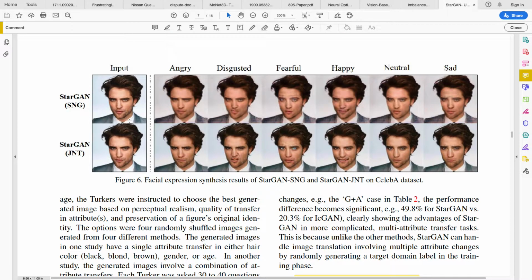And now they also did an experiment on just one data set, but they also claim that their network can work on more than one data set. So this is when they actually use a joint data set, and they discovered that they have an even better, clearer image with multiple data sets.